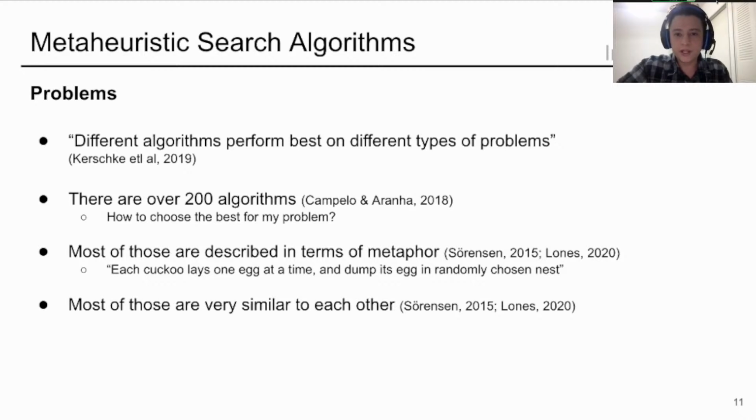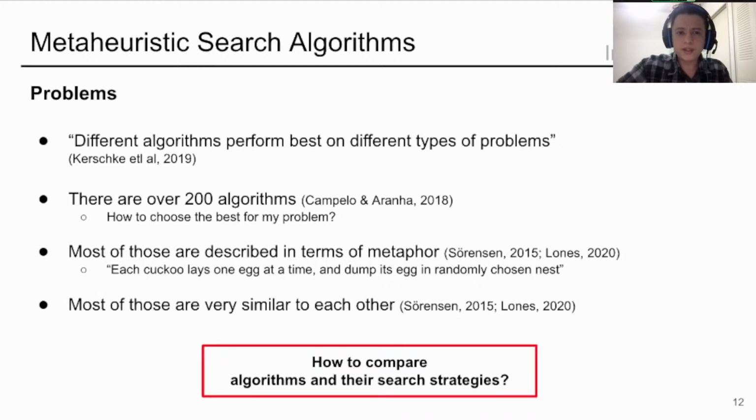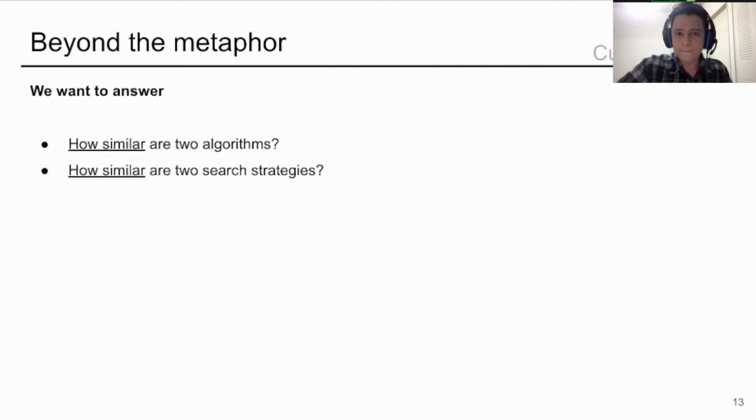And this is related to the previous problem, because if you describe them in terms of metaphor, you cannot compare them very well. And you can hide some details in the implementation. So in this context, it's important that we can effectively compare algorithms and search strategies. So we want to go beyond the metaphor and answer how can we compare algorithms, compare search strategies, how similar are two algorithms, how similar are two search strategies.